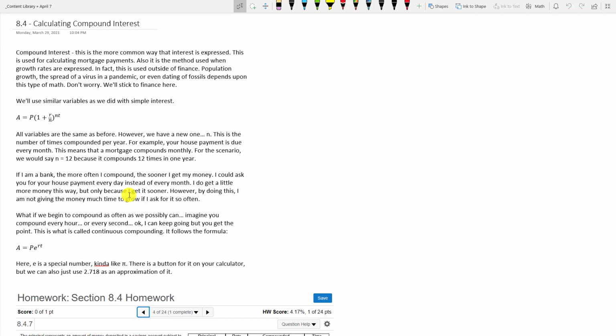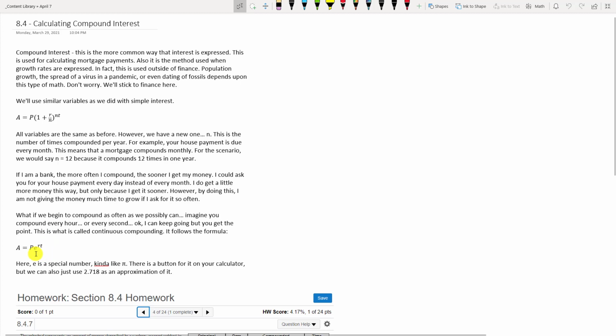And so what happens here is if we try to compound as often as we possibly can, say down to the nanosecond, we get to this formula called continuous compounding. Because as n gets very high, the number of times you compound, it makes this fraction very small, right? It makes this almost 1. And it makes that number very big. So you have two things working against each other, and it converts to this letter e.